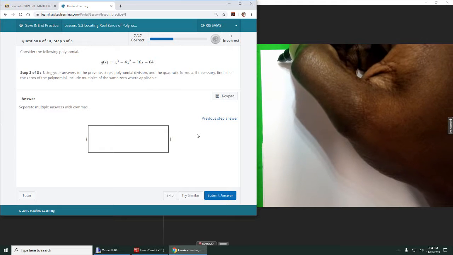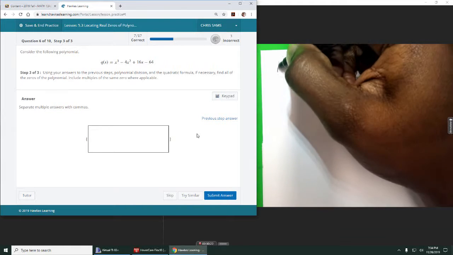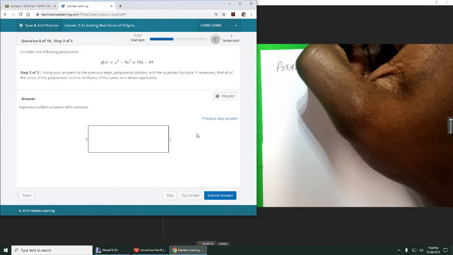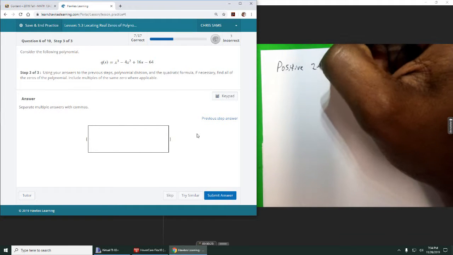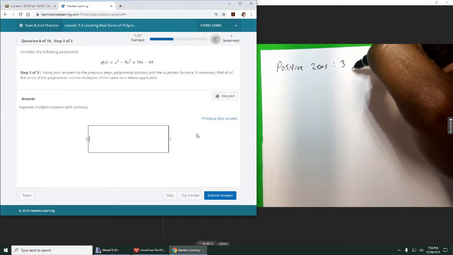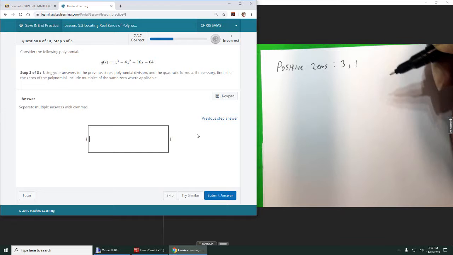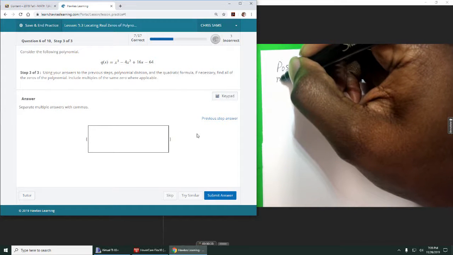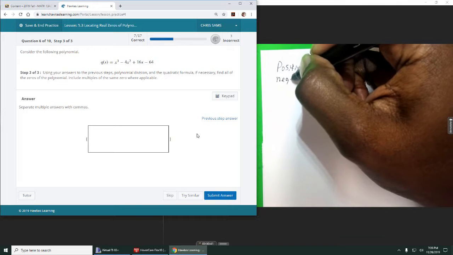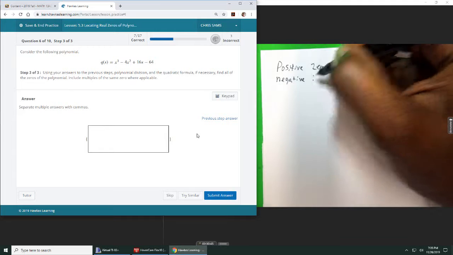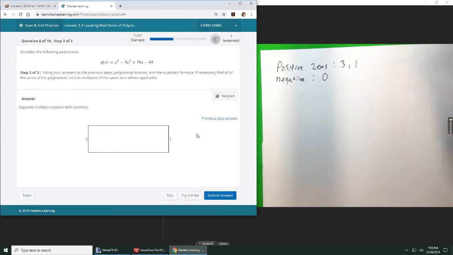On the first step, we found out that there could be positive zeros. There's two scenarios. Either we have 3 positive zeros or we have 1. Okay. And then we found out how many negative zeros we have. Negative zeros, we found out that there were none. So there's no negative numbers that we have to try.